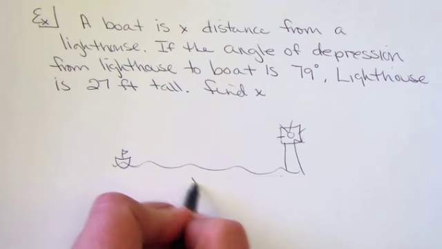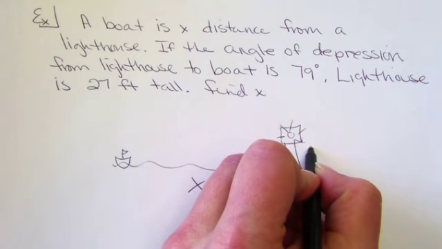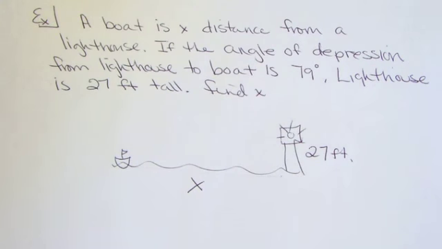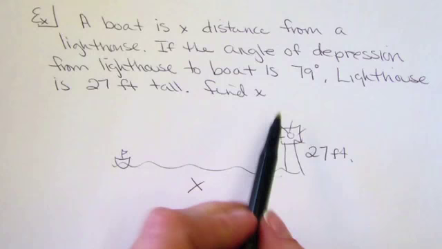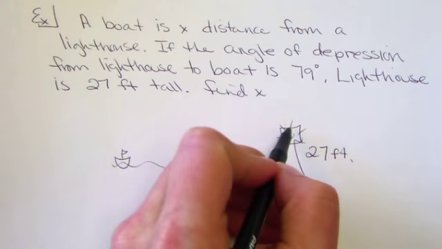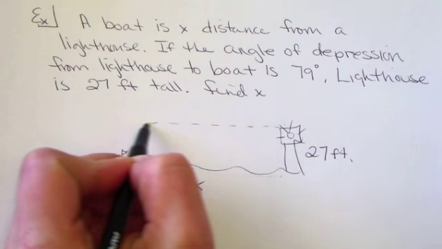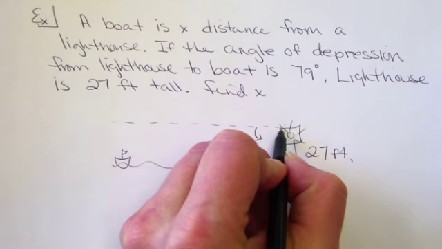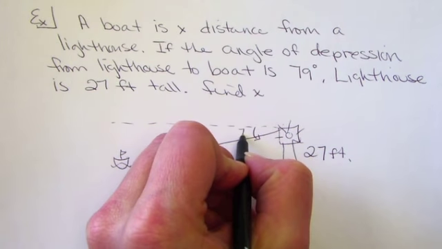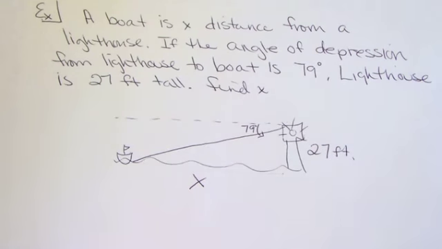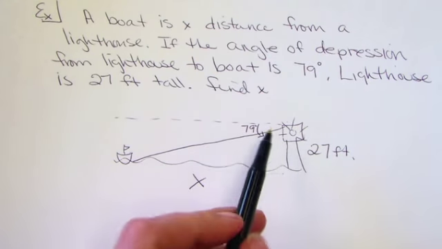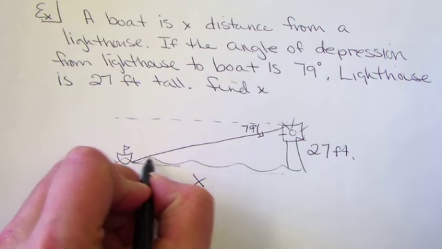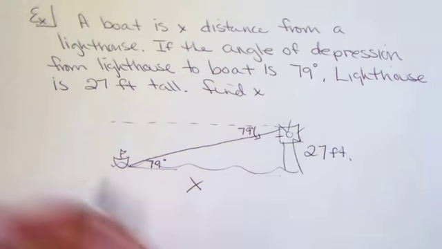So the boat is X distance from the lighthouse. The lighthouse is 27 feet tall. And the angle of depression from the top of the lighthouse to the boat. Okay, so if you were to draw an imaginary line going straight across, the angle of depression looking down at the boat, that angle is 79 degrees. And what we just talked about is that the angle of depression and the angle of elevation is the same. So this angle would become 79 degrees.